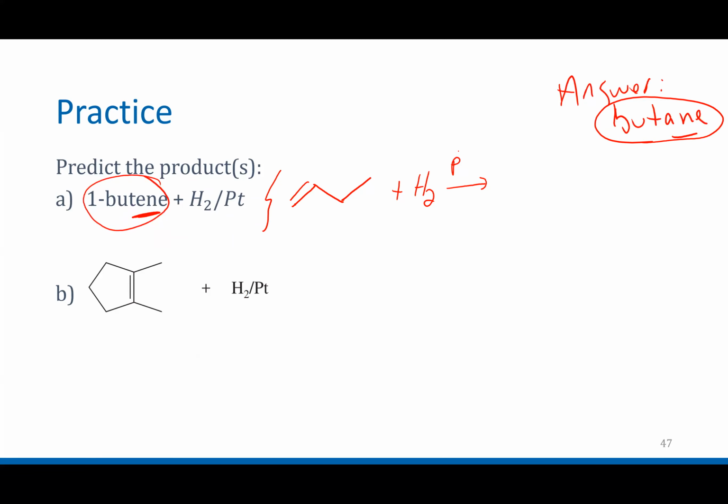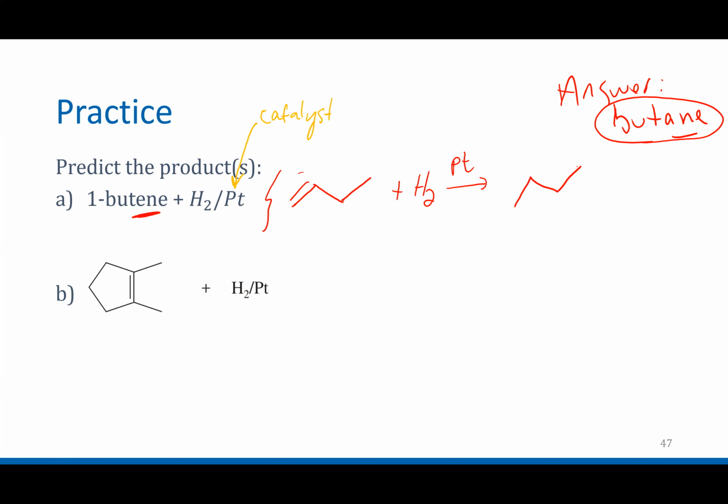Pt is my catalyst, just like I mentioned before. If you were doing this on your final exam, it would look like this. And then you would just have to tell me what's the product. So you would say, all right, we got an alkene, I'm adding H2. The answer is butane. That's it.